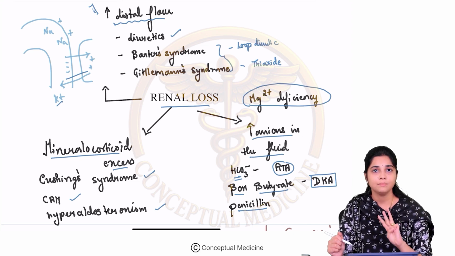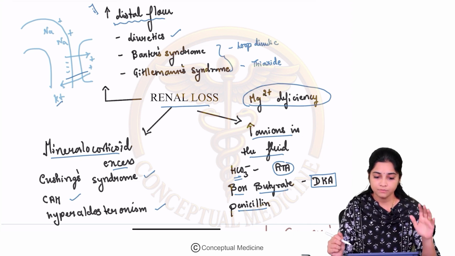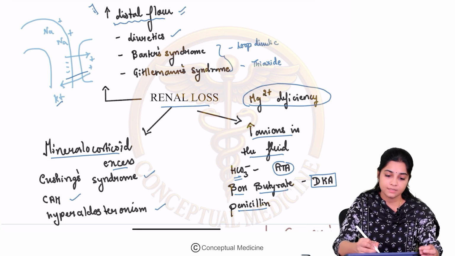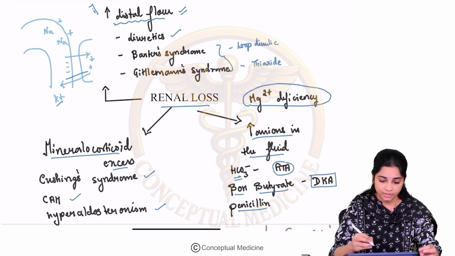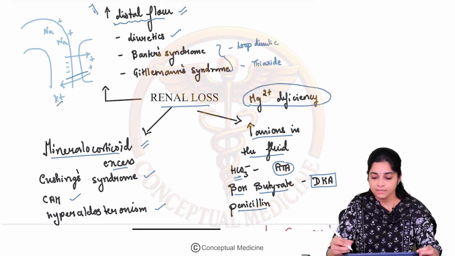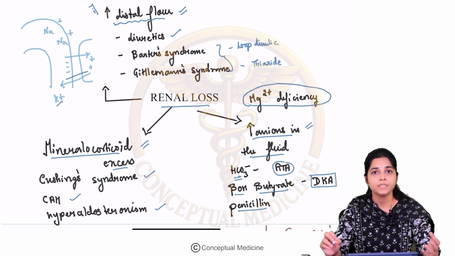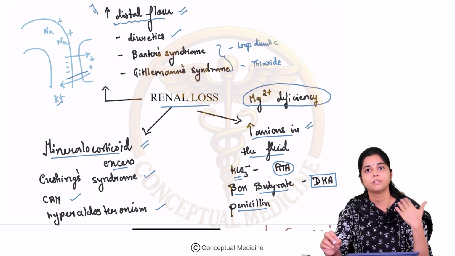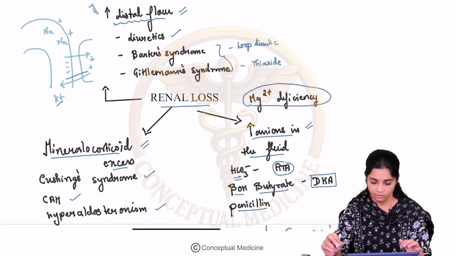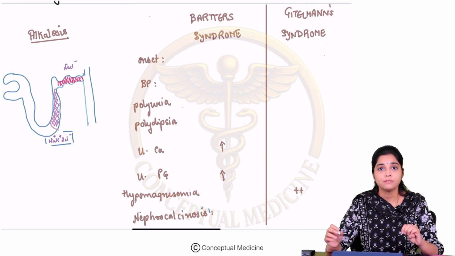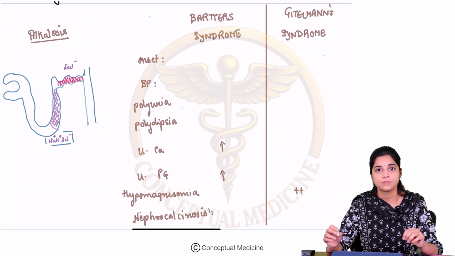Okay, so there are three mechanisms of renal loss we have understood. We have understood about how increased distal flow can cause hypokalemia, mineralocorticoid excess, and the presence of increased free anions in the fluid. Fluid means what? The fluid which is going to get filtered out and come out as the urine. Alright, fine. So now we will discuss about Bartter syndrome and Gitelman syndrome, right?